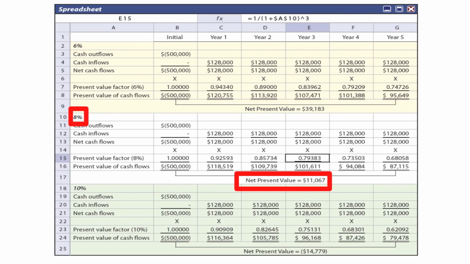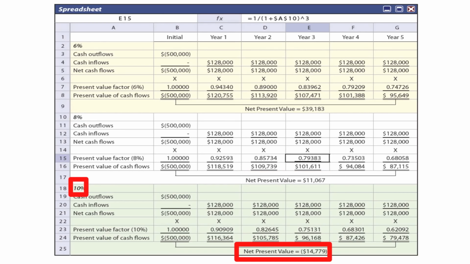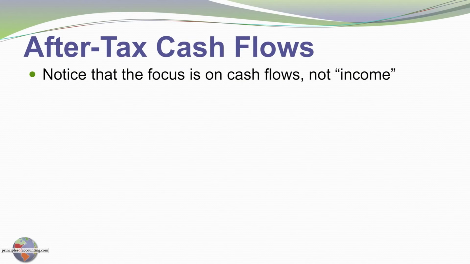At an 8% interest rate, the present value of the inflows is dropping. Our net present value is now $11,067. If we jump on up to 10%, this investment goes negative. So we could afford to make this investment at 6% or 8%, but not if our cost of capital or required rate of return was 10%. In calculating present values, the focus is on cash flow, not income.